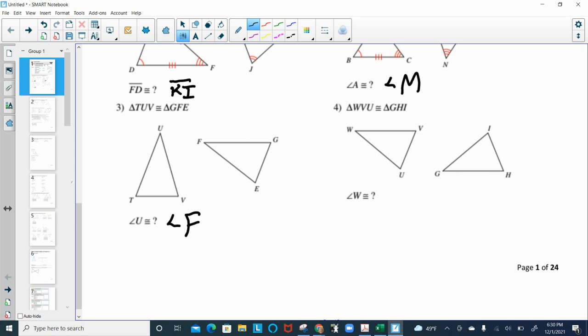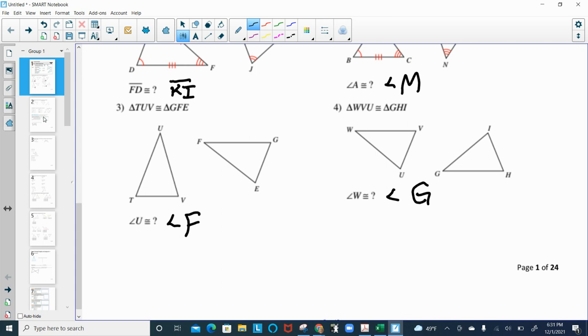So in number 4, we were looking for the congruent partner to angle W, and we do not have any markings here. So we have to go up to our congruent statement, find angle W, and say, oh, angle W is the first angle or letter. Then we're going to go over to our other triangle. Angle G is the first angle or letter. So angle W's congruent partner is angle G.